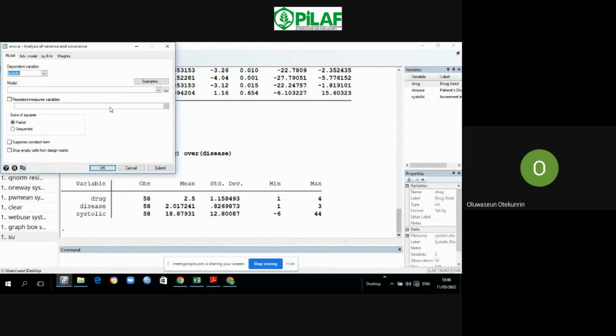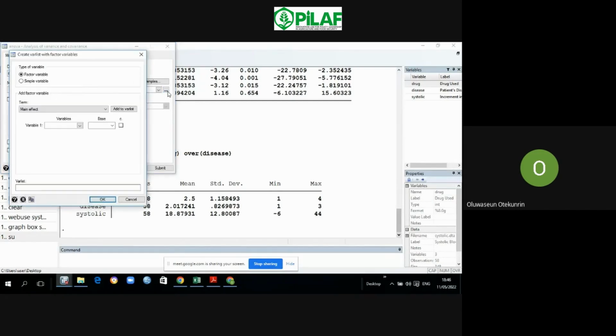So you see the 3 dots here. Can you see the 3 dots? So click the 3 dots. When you click the 3 dots, you see another window. Create variable list with factor variables. I think there are some differences here depending on your Stata version. If you are using Stata 12 or thereabouts, you just see factor and simple variable. But if you are using something like Stata 14, you have more than that.